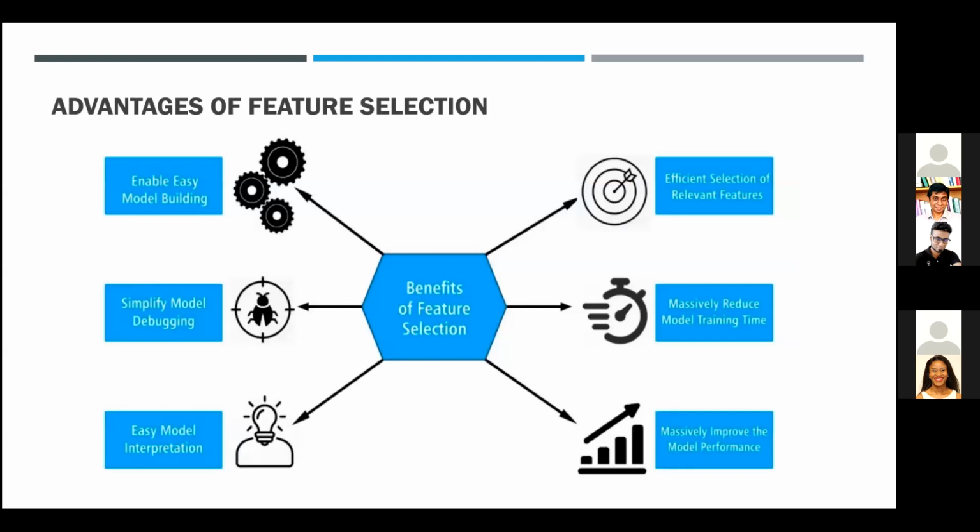So now that we've seen some of the benefits, just to summarize, feature selection reduces the number of features to be those that are relevant for the output. This makes building the model much easier and simplifies it, making it much simpler to debug. You can come to a point where you can interpret your model and how it's behaving with respect to the different variables. And through the efficient selection of relevant features, you reduce the model training time and also improve the model performance.